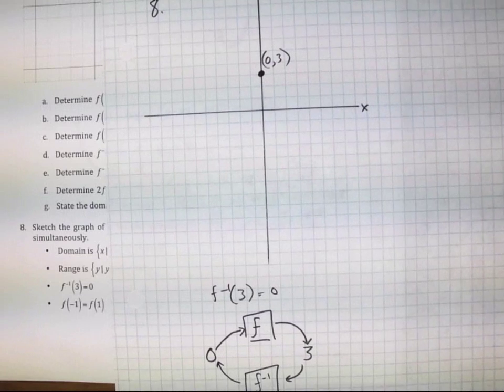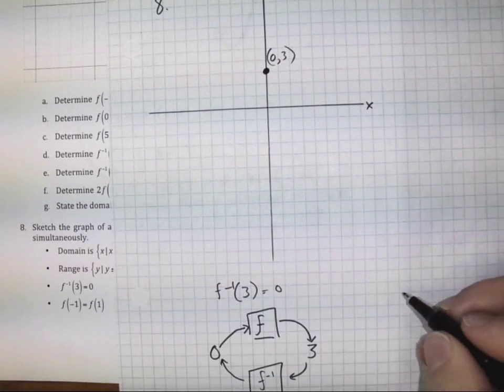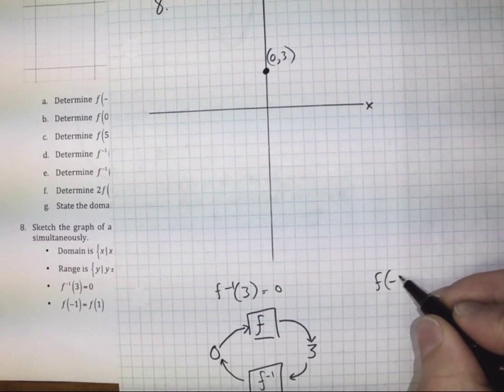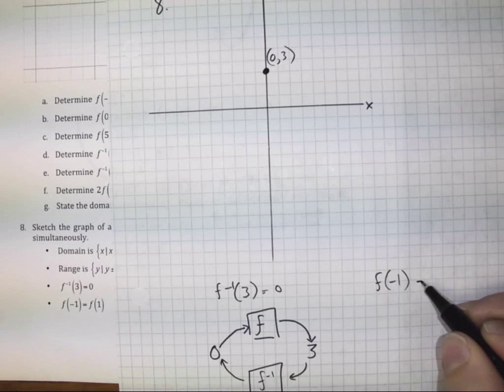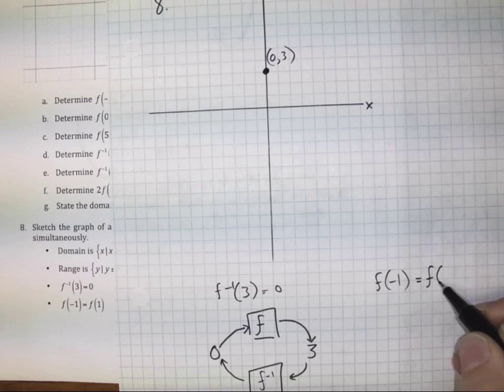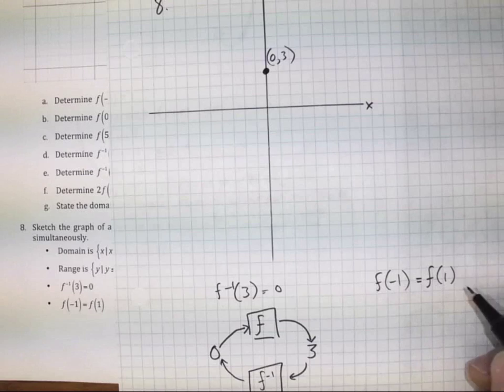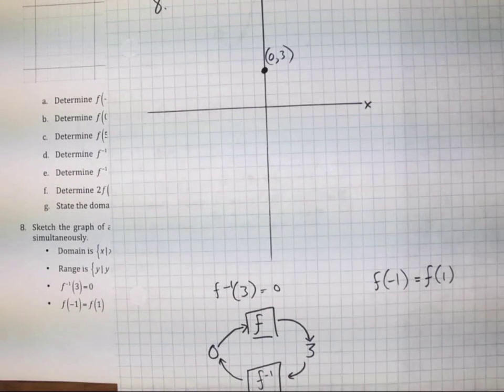What other piece of data do I have? I have that f, when I put negative 1 in as an input, gives the same output as when I put 1 in as an input. But it doesn't say what that has to be, just that they're equal. So we get a little bit of freedom here to play around.